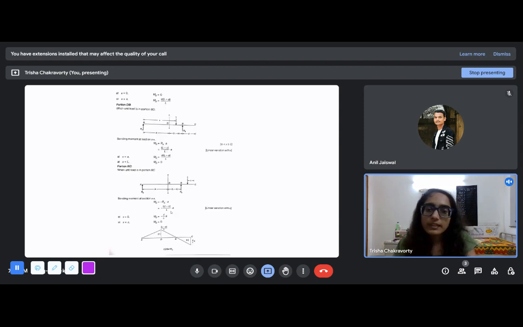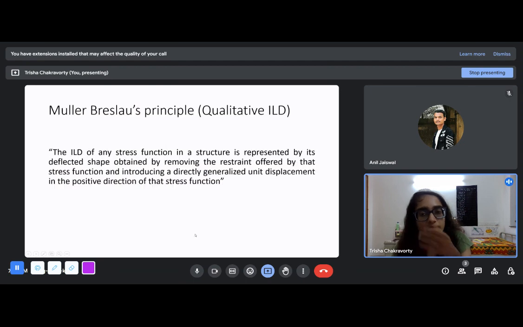So this was a method where we followed the principles of equilibrium, of bending moment and shear force, and the sign conventions to find the exact values. The Muller-Breslau principle just helps us get an idea of how the influence line diagram will look.